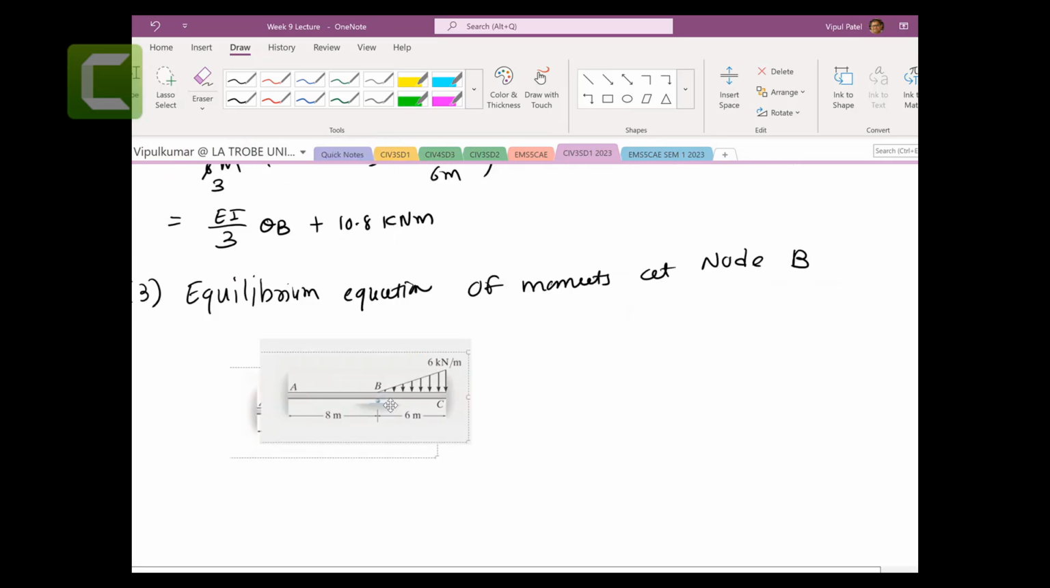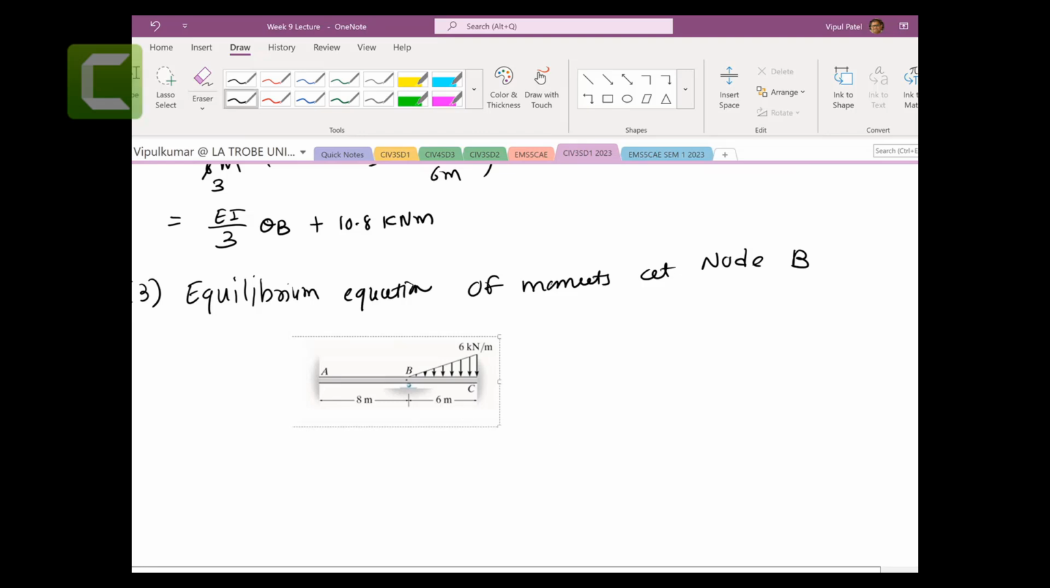So we need to make sure that the sum of the moments at this particular point is zero, because you can see you have MAB and you have MBA. You have MBC and you have MCB, right? So at this particular joint, B, the sum of the moments at B should equal 0. So MBA plus MBC equal to 0.